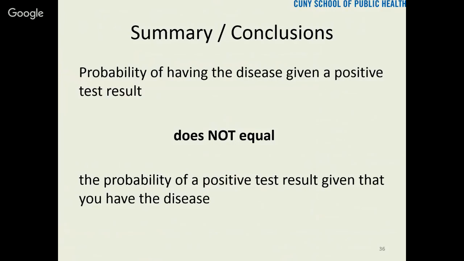So you know now about conditional probability, and you know that the conditional probability of A given B is not the same as the probability of B given A. And you know that you can use Bayes' rule to go back and forth between them, but you're going to have to know the prevalence or the prior probability, and you're going to have to know the probability of a positive or negative test in the population.